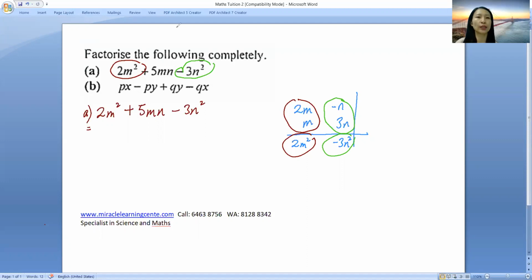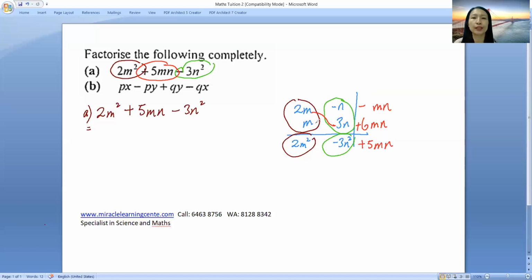Now we look at the third one. This is 5mn. Okay, I put a negative here. Let's take a look first. So I cross multiply here. 2 times 3 is actually 6mn. This is positive. If I put a negative here, I'll get minus mn.